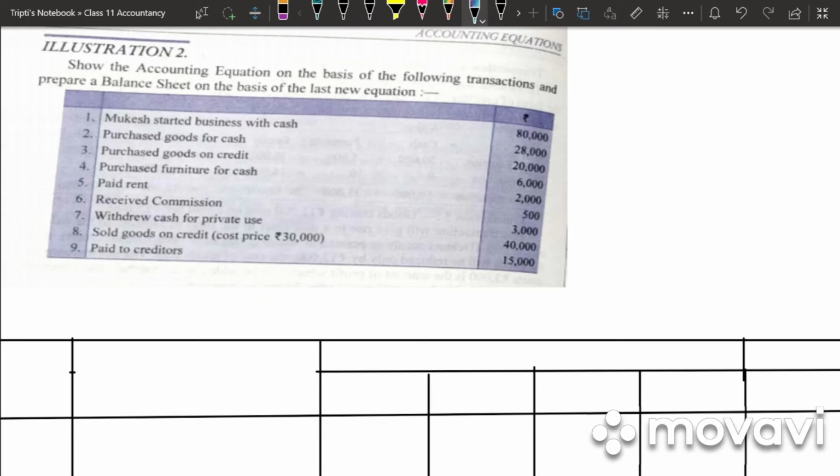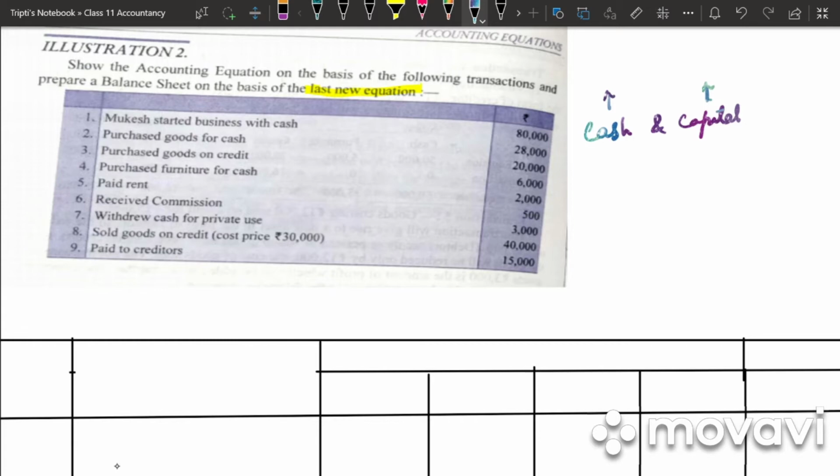Let's see illustration 2. Show the accounting equation on the basis of following transaction and prepare a balance sheet on the basis of last new equation. So first we have Mukesh started business with cash. So two accounts which are affected is cash and capital. Our cash is increasing, our capital is increasing.